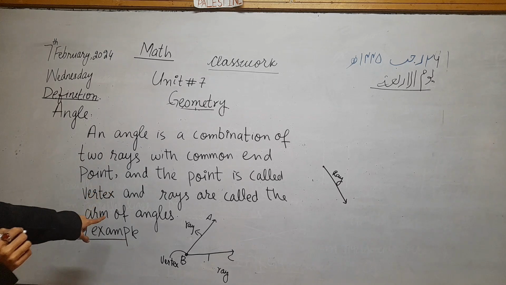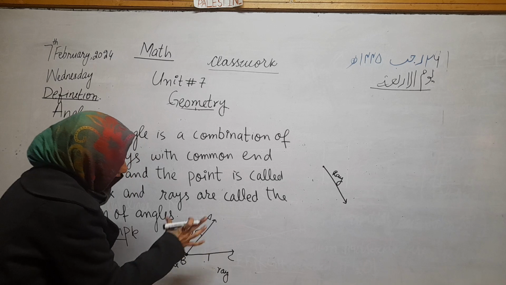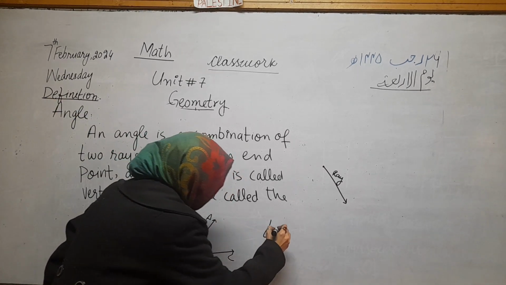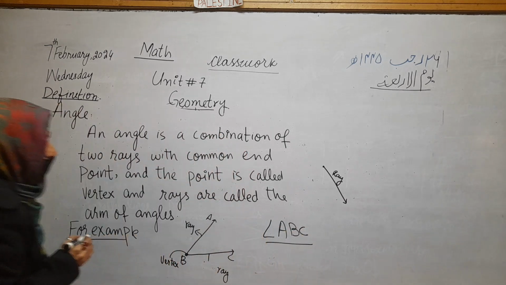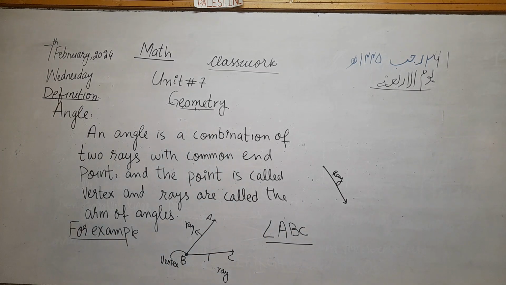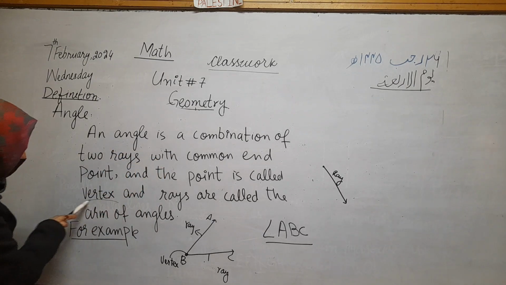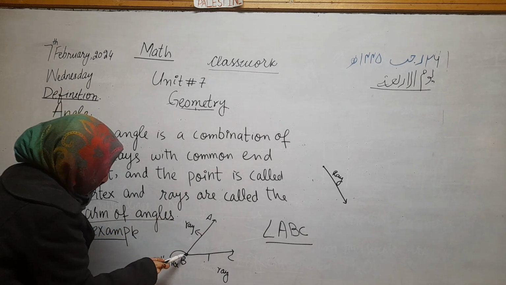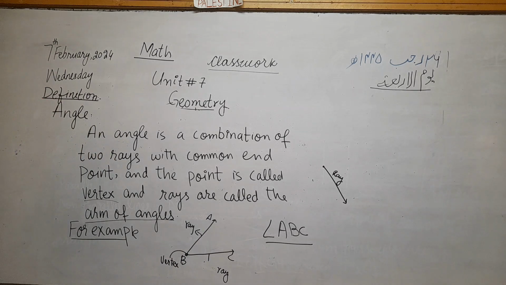And the rays are called the arms of an angle. So we can say that AB and BC are the arms of an angle, and we will write it. This is the angle sign, angle ABC. So this is the definition of angle. An angle is the combination of two rays with common endpoint, and the point is called the vertex, and the rays are called the arms of an angle. This is the vertex, and these two are arms of an angle.